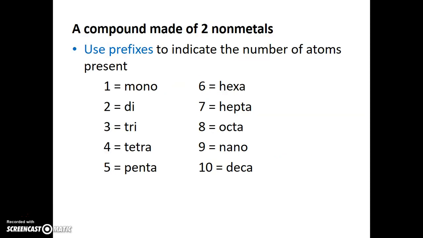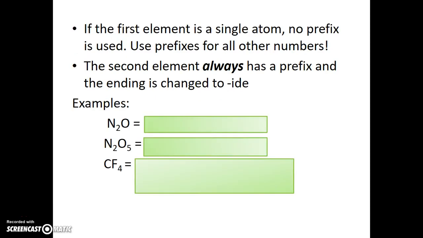Sometimes compounds are made of 2 nonmetals. Again, in this case, the first nonmetal is typically the positive part of the compound, and the second nonmetal is typically the negative part of the compound. But the nice thing is we get to use prefixes that tell us exactly how many atoms are present.